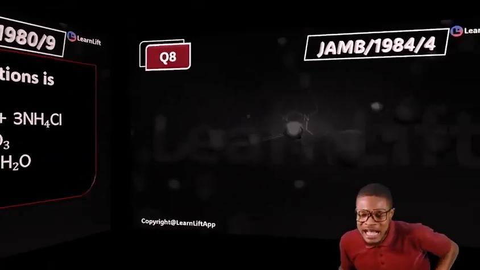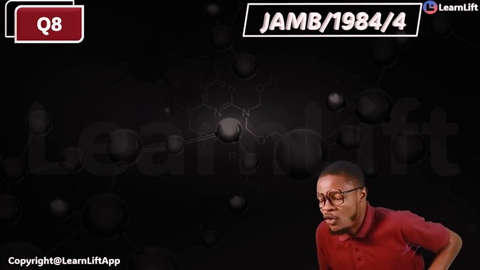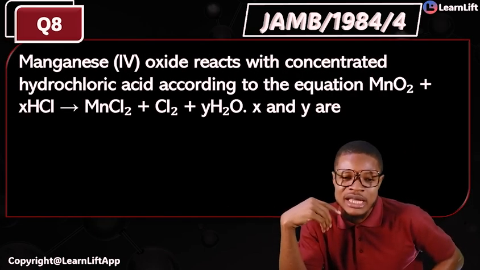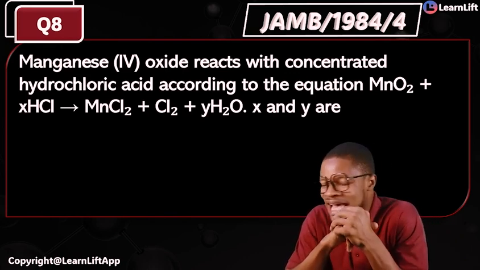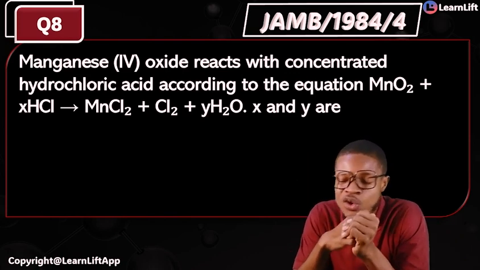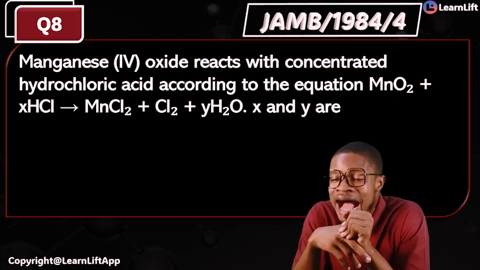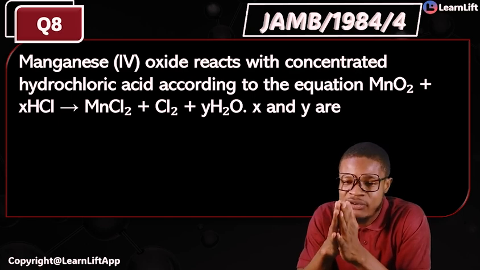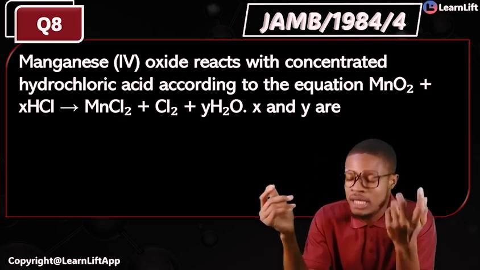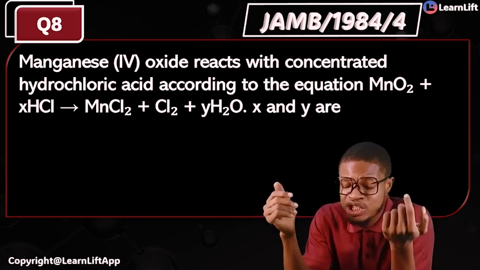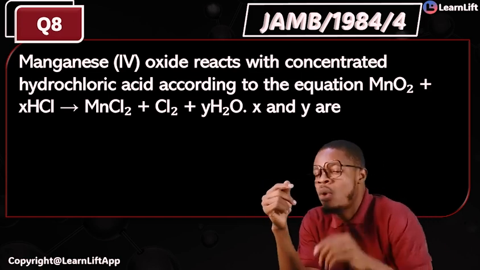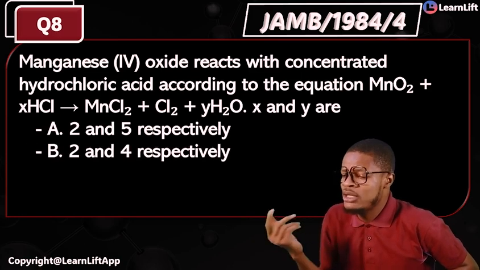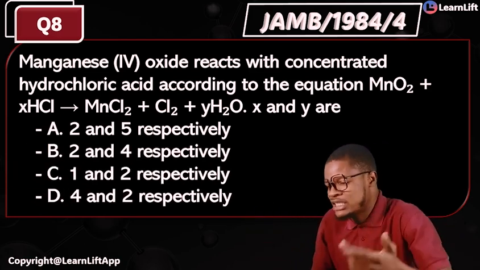Now, look at this. JAMB 1984 question 4. We're given this sweet question there. Manganese 4 oxide reacts with concentrated hydrochloric acid, right? According to the equation, MnO2 plus X HCl to give manganese chloride, chlorine, and Y H2O. They say X and Y are, and we're given option A, option B, option C, option D. Let's find X and Y.